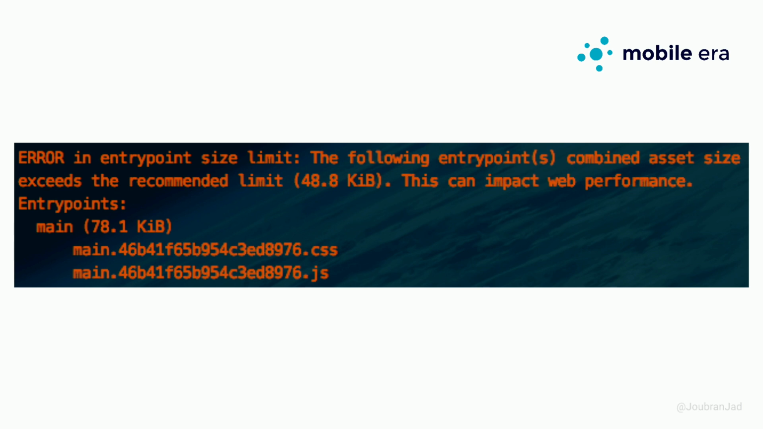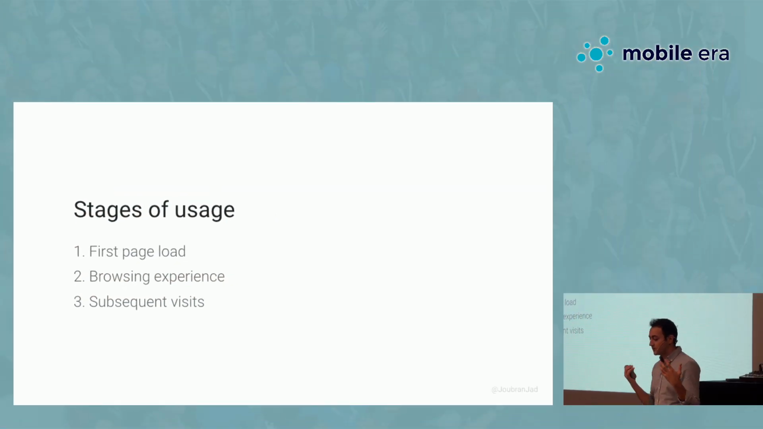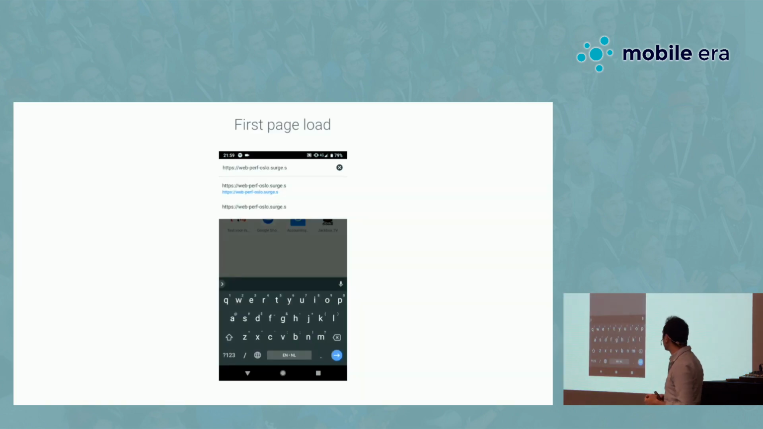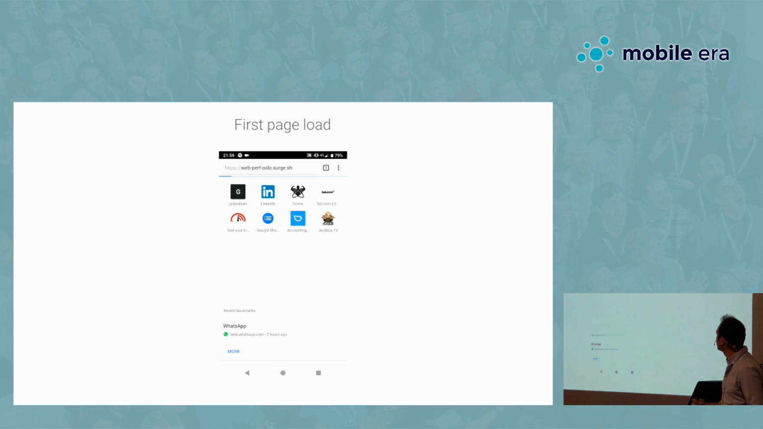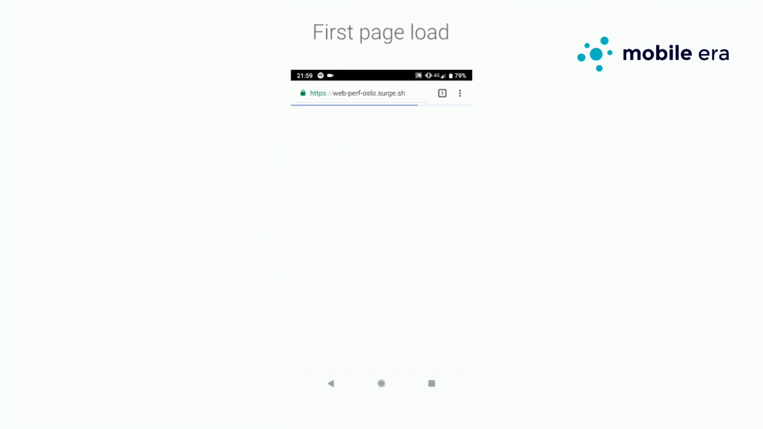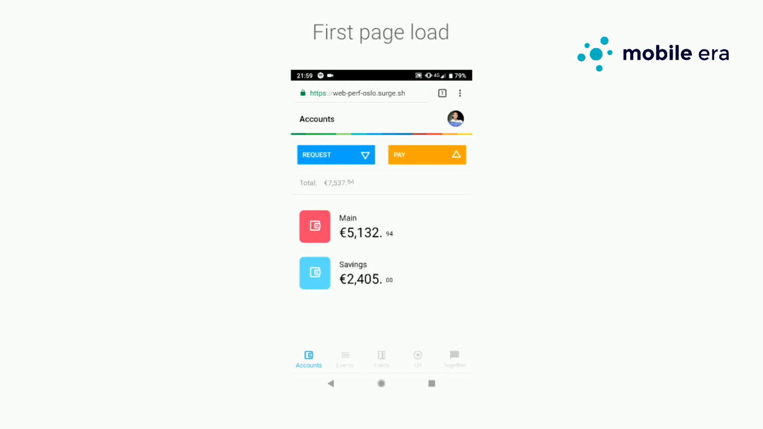Now, let me walk you through the 3 stages of my users going through my app. There's 3 stages. The first one is the first page load experience. The first page load experience is the first time they will ever land on my website. So nothing in the cache, no service workers, nothing in the cache at all, 0. So it's really important. Let's take a look at how the first page load experience looks for this one. It's quite smooth, right? Let's see why.